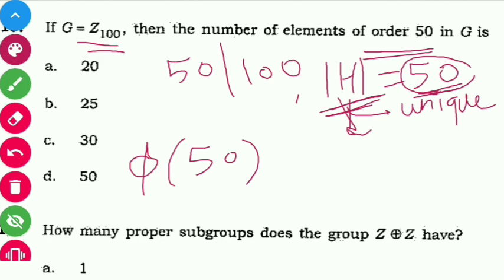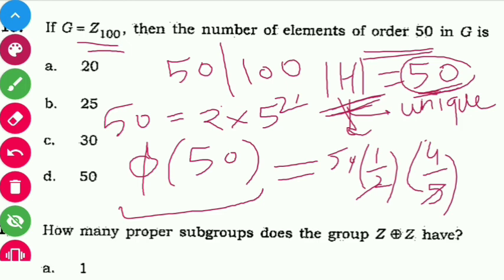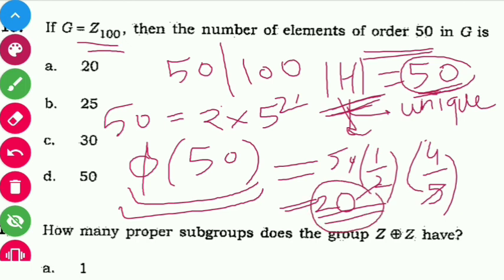So phi of 50, मतलब ये जो ऑयलर्स फंक्शन है, आप वो 50 के ऊपर ऑयलर्स फंक्शन देखो तो वो क्या हो जाएगा. Now you can write this 50 as 2 into 5 square, right? So phi of 50 is just equal to 50 into 1 by 2 into 4 by 5, right? So this is just equal to 20. So this gives us there are 20 elements of order 50 in the group G. So this first option is the correct option.